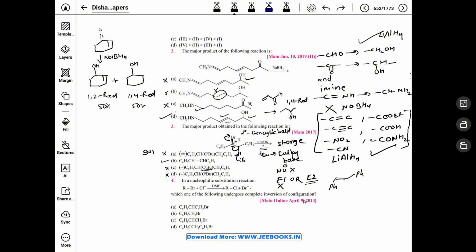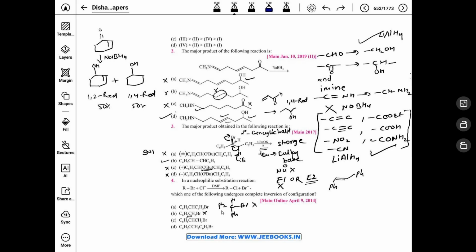For complete inversion of configuration, first of all, the compound must have a chiral center. So let's see. In option A, if you draw it, the carbon has hydrogen, bromo, and two phenyl groups, so it does not have a chiral center. We can't talk about inversion of configuration in this case, so this option is ruled out. In the next one, two hydrogens are there. This is also not a chiral center, so this option is ruled out.